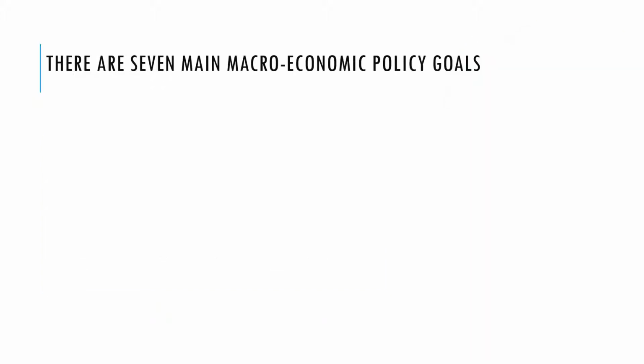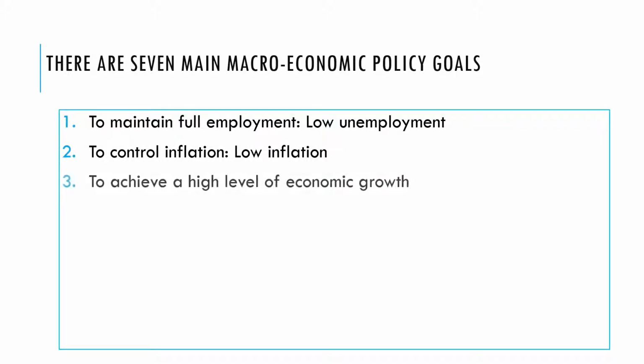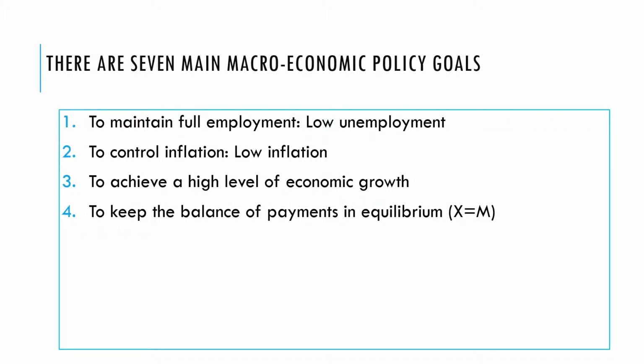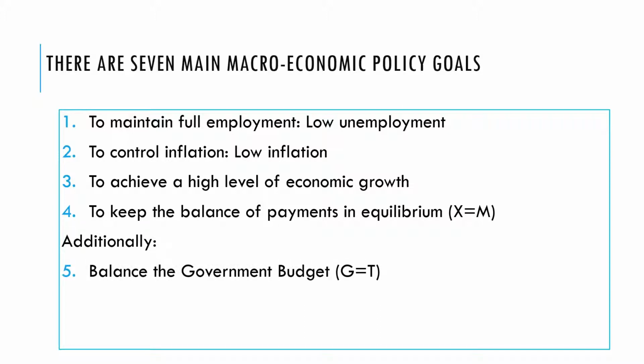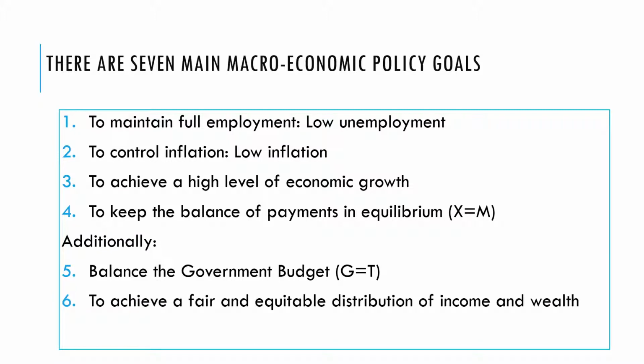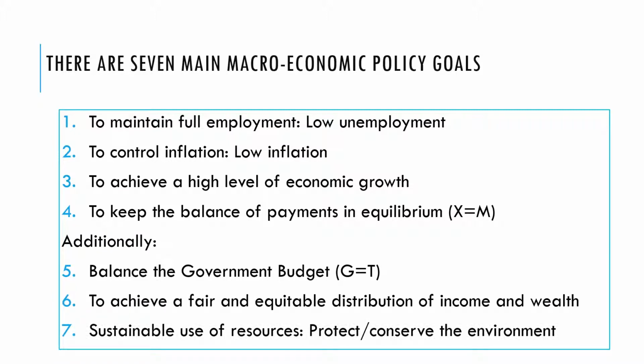So there are 7 main macroeconomic policy goals or objectives: low unemployment, low inflation, high level of economic growth, balance of payment stability, and then additionally we have to keep the government budget balanced, to achieve a fair and equitable distribution of income and wealth, and lastly to use resources within the economy sustainably and to protect or conserve the environment.